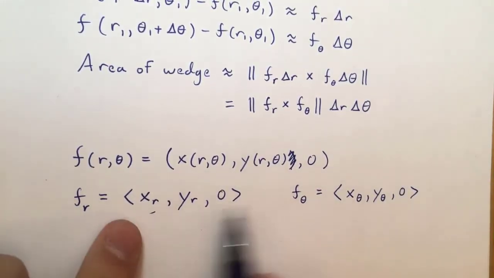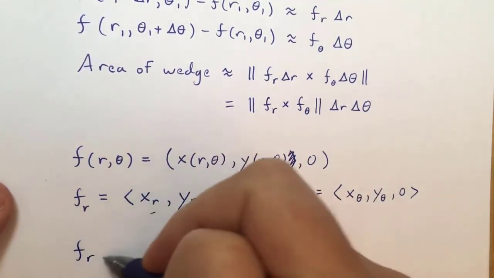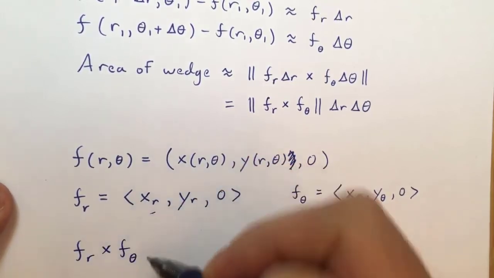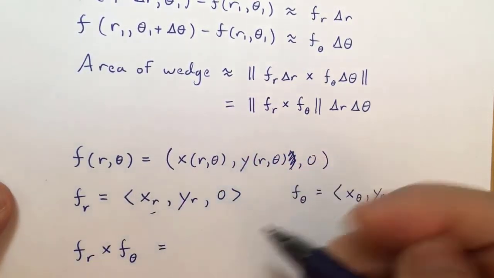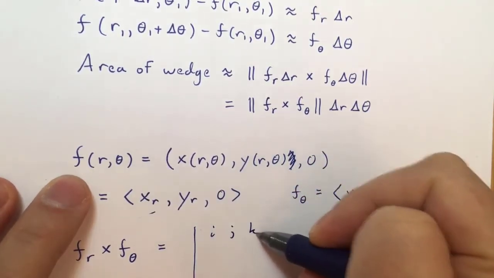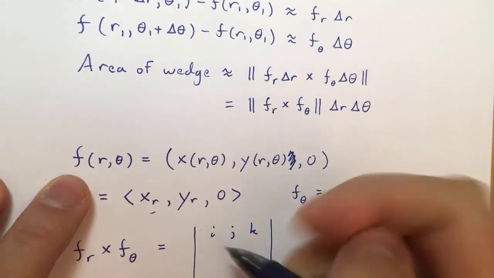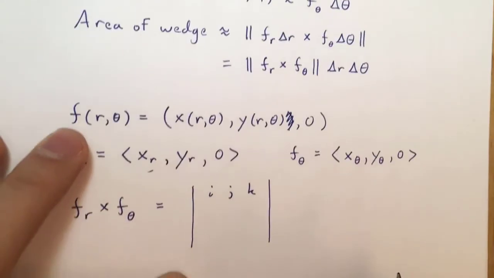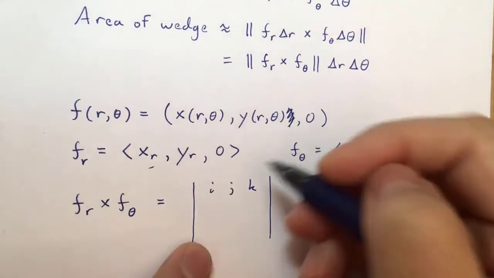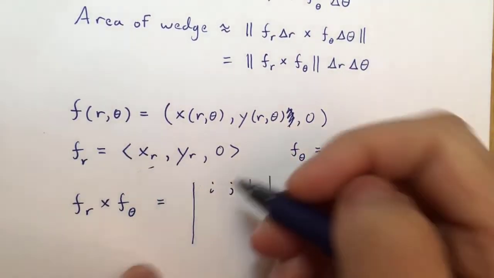And what do I need to do with these? I need to take their cross product. Okay? So what is f_r cross f_theta? Well, that is the determinant of this. There's a way to do it. This is a trick for doing the determinant. You can write things down this way. So I'm going to write down this vector, my f_r vector.